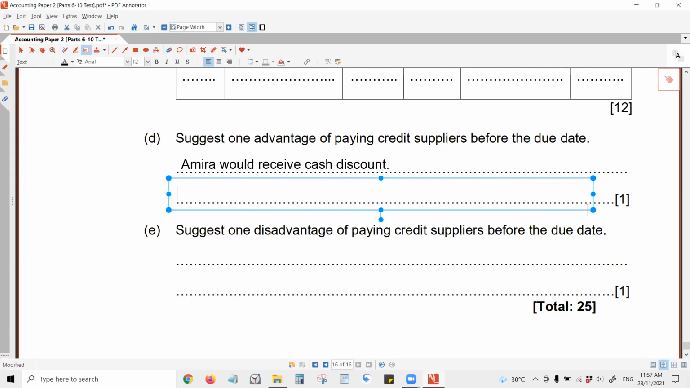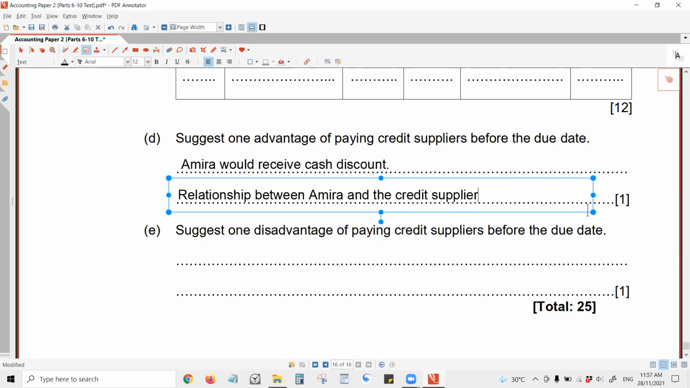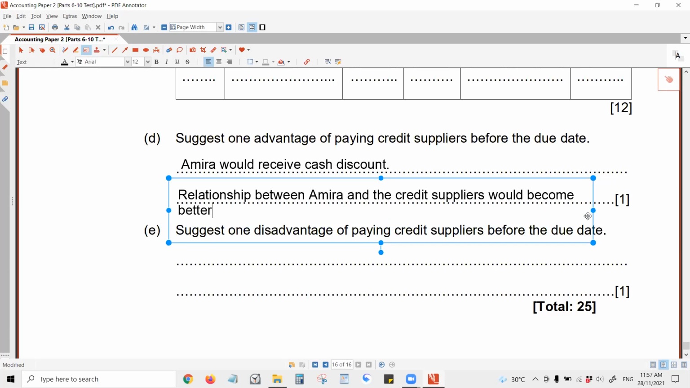Suppliers would be very happy, right? Suppliers would be very happy, but we write something more professional. We talk about relationship. We use the word relationship between Amira and the credit suppliers. Okay, will become better.